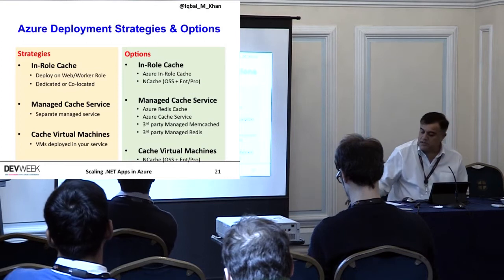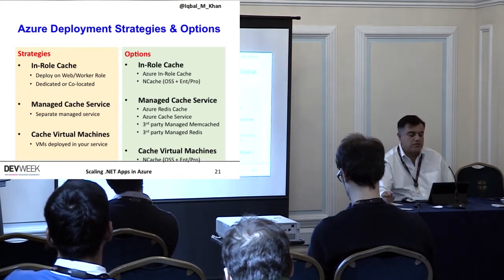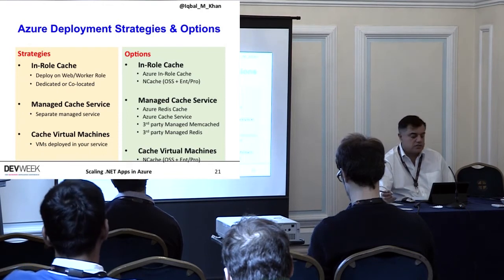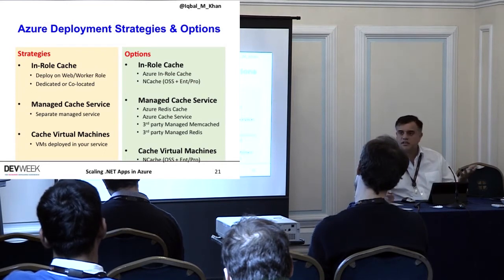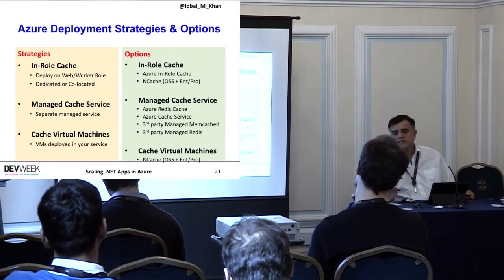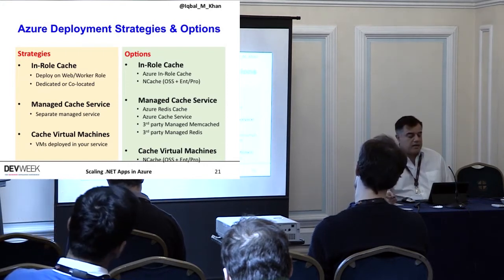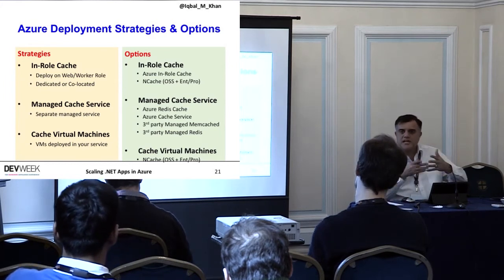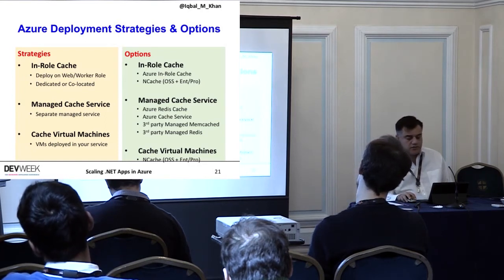So what are the different strategies for using a distributed cache in Azure? Strategy number one is in-role cache. That was the first strategy that Microsoft introduced, which is that if you have a web role or a worker role, the cache should just run on that same role. My impression is that the web and worker role seems to be becoming less popular, or less mentioned, at least. And Microsoft is moving more and more towards the standard VM model. And so that was the first strategy.